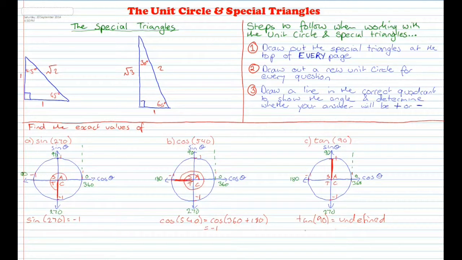Now if we think about that for a second, we know that tan of 90 will be equal to sine of 90 over cos of 90. Now what's sine of 90 equal to? Well, it's equal to 1, and cos of 90, well that's going to be 0, isn't it? And of course 1 divided by 0 is undefined, because you can't actually divide by 0.